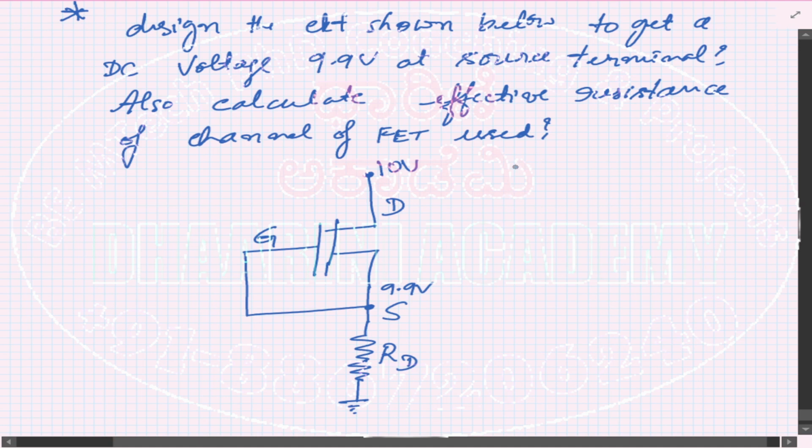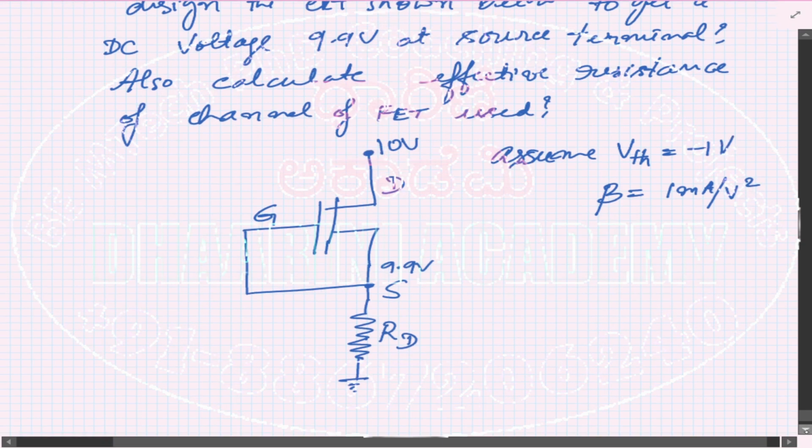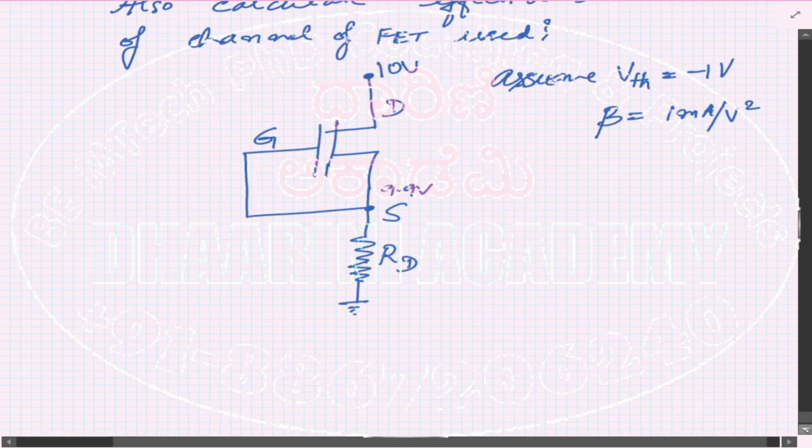So this is the question, and they mentioned that, assume V threshold is equal to -1 volts, and take the beta value as 1 milliamps per volt square. All right, so this is the question now. This is actually a question from an old question paper. Okay, so let's start answering this.